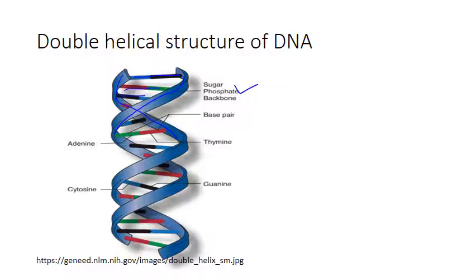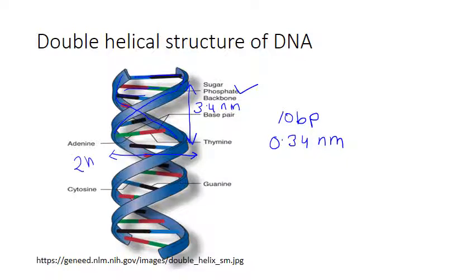groups. Now if we see pitch of this helix, this pitch, complete turn of helix, is of 3.4 nanometer and one complete turn of this helix is consisting of 10 base pairs. Hence we can say the distance between two consecutive bases is 0.34 nanometer. Now if we observe diameter of this helix, diameter is 2 nanometer.